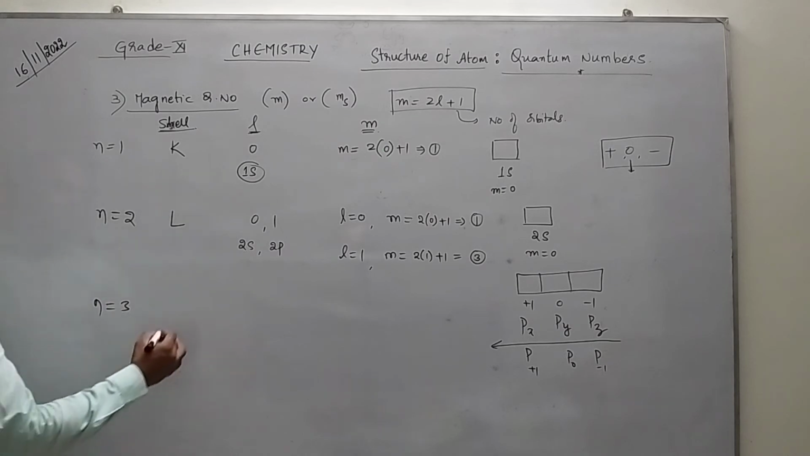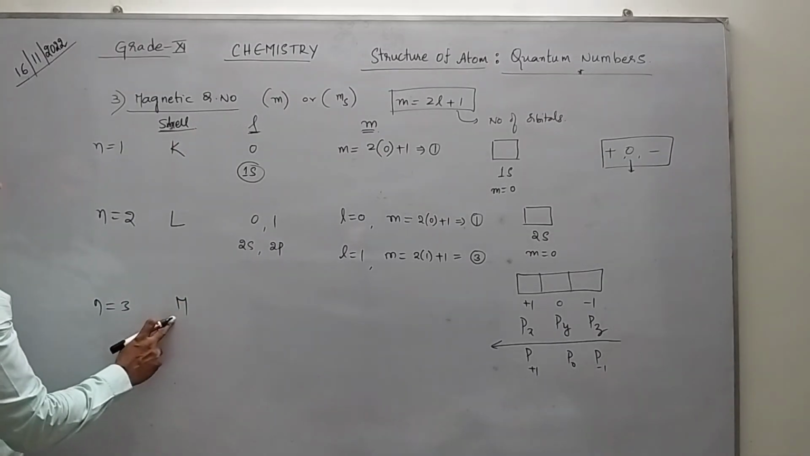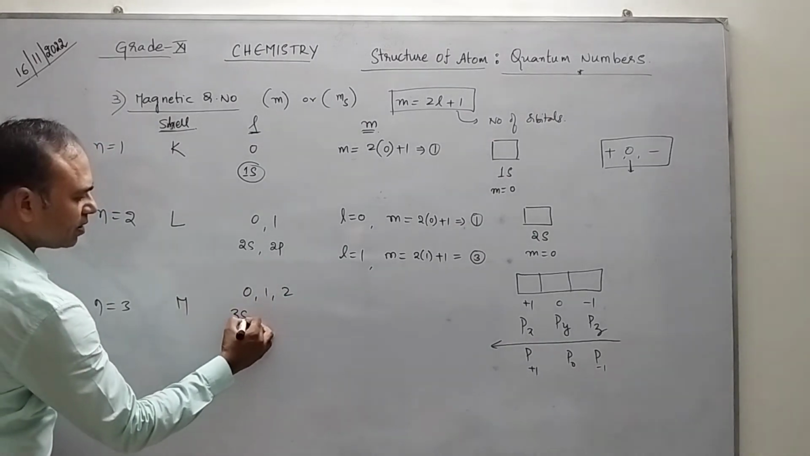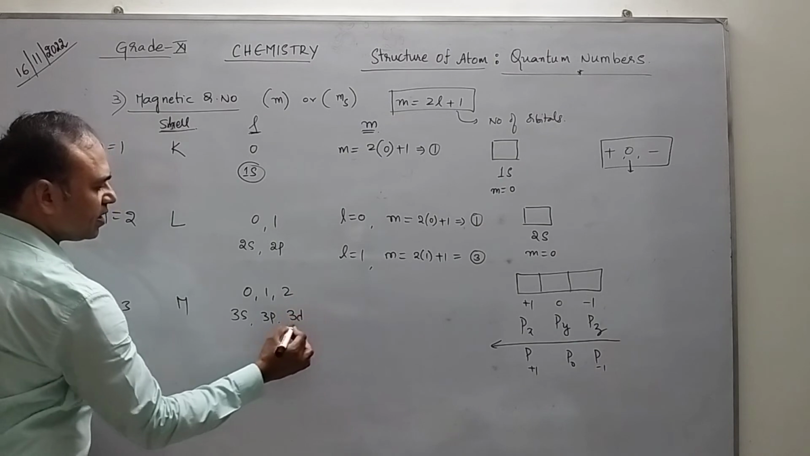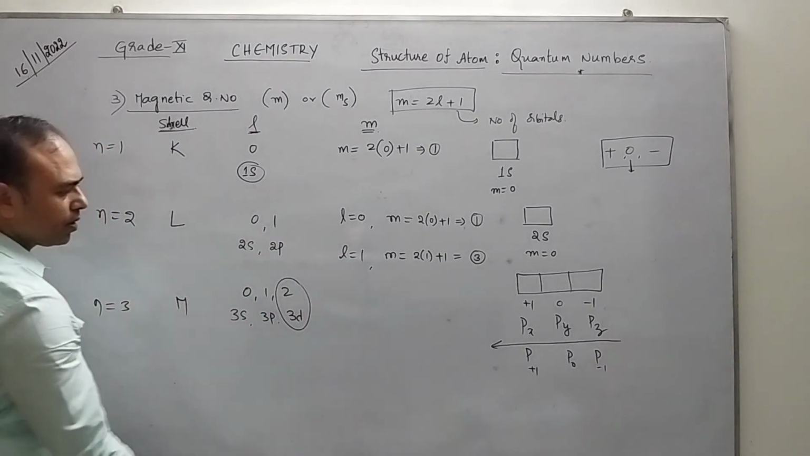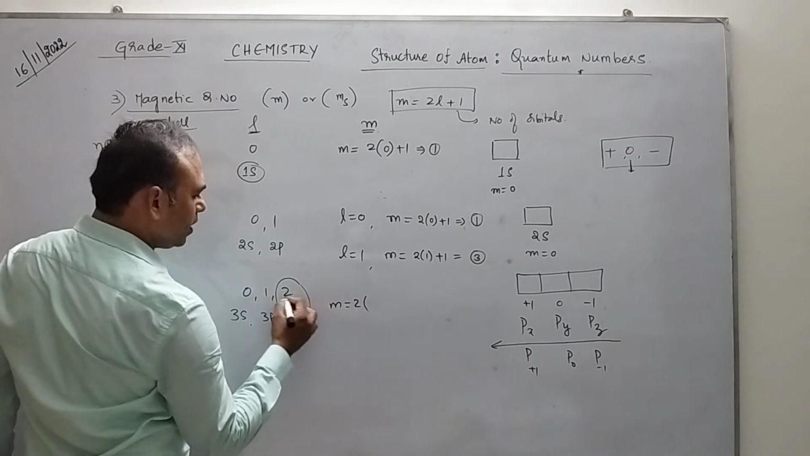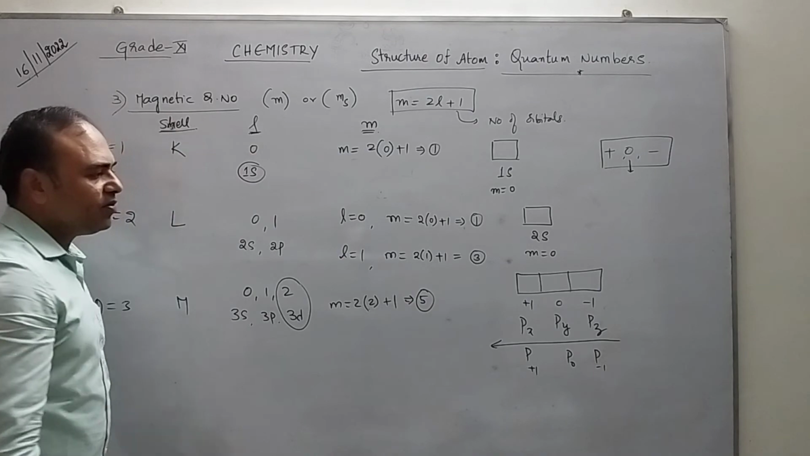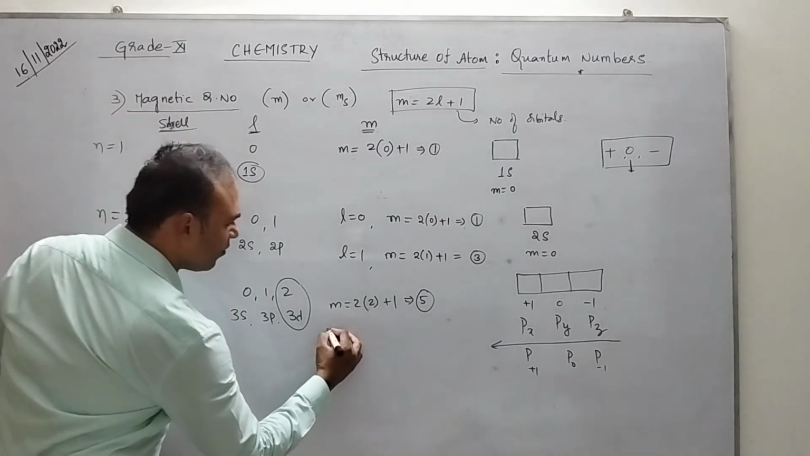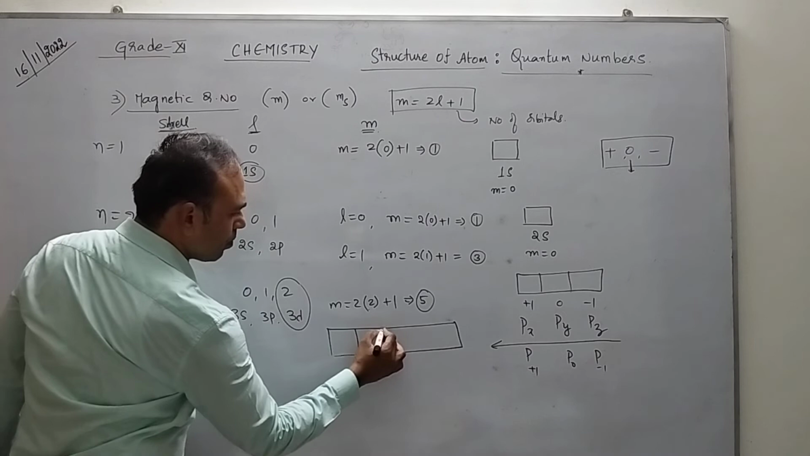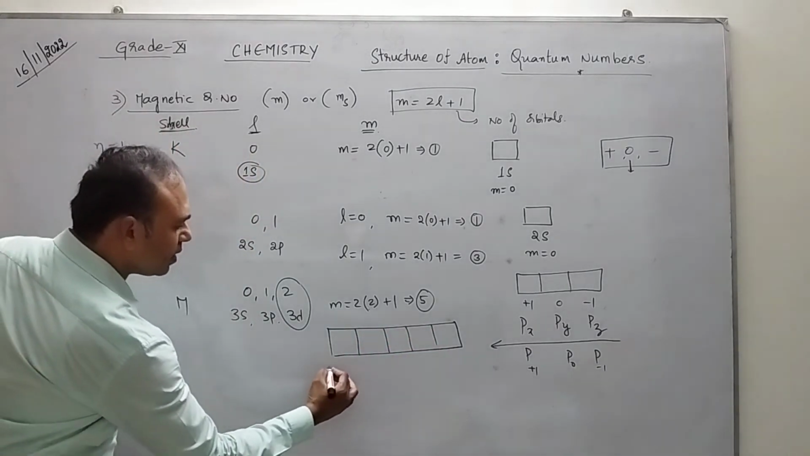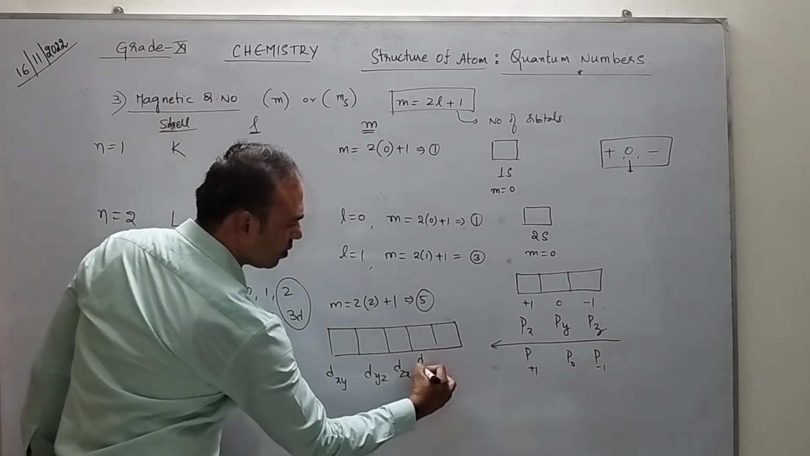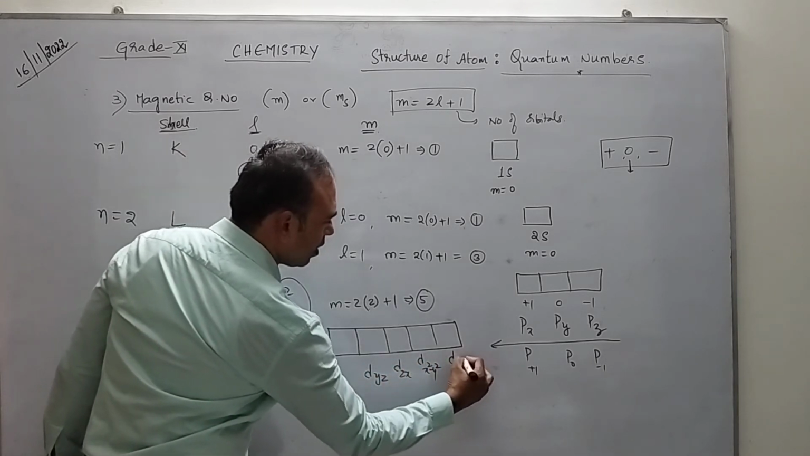If n is equal to 3, the shell is M, and the values of l are 0, 1 and 2. This is nothing but 3s, 3p and 3d. Let me write for only this. So m is equal to 2 into the l value, which is 2, plus 1. Therefore you are having 5 orbitals. What are the 5 orbitals? We already know that they are dxy, dyz, dzx, dx square minus y square and dz square.